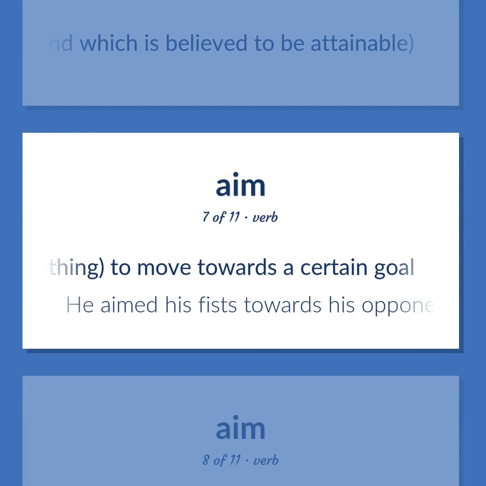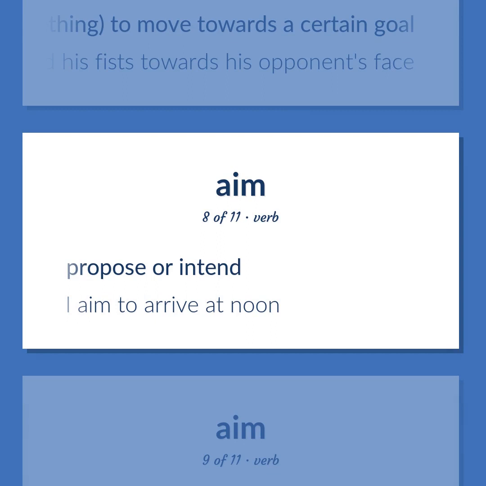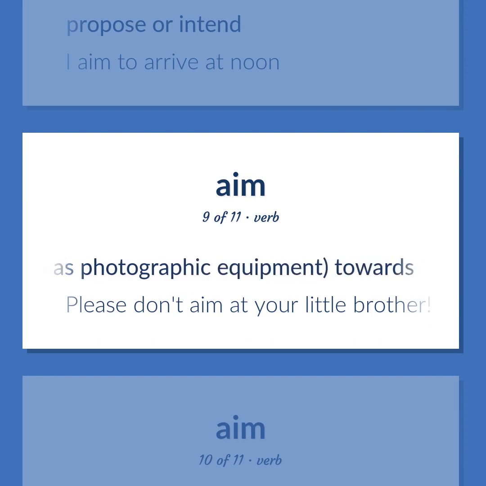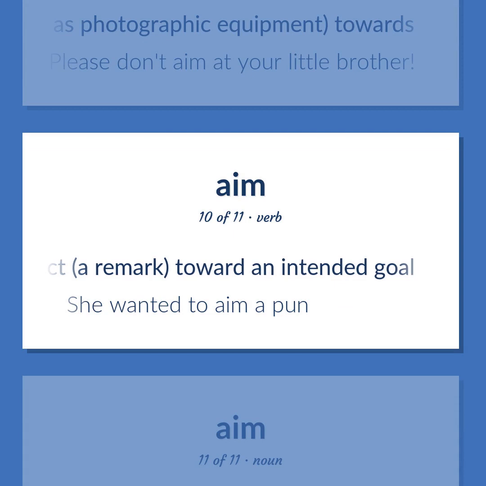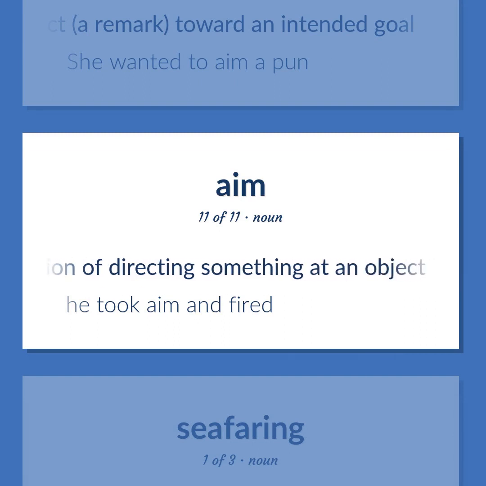He aimed his fists towards his opponent's face. Propose or intend. I aim to arrive at noon. Point or cause to go, blows, weapons, or objects such as photographic equipment, towards. Please don't aim at your little brother. Direct, a remark, toward an intended goal. She wanted to aim a pun. The action of directing something at an object. He took aim and fired.